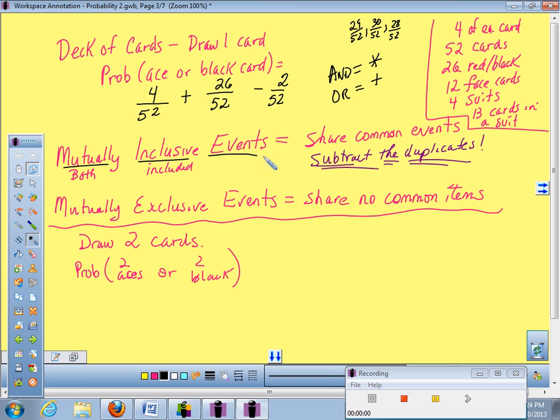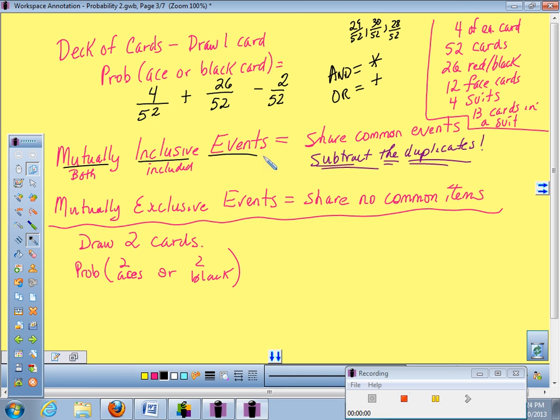What we just did up here, we had aces and black cards. That's mutually inclusive because they both had some things in common. They share common events. There's something in common between the two. In this case, the fact that there were black aces. They got counted in both groups. So what we did then is we subtracted out the duplication. We subtracted out the 2 out of 52.